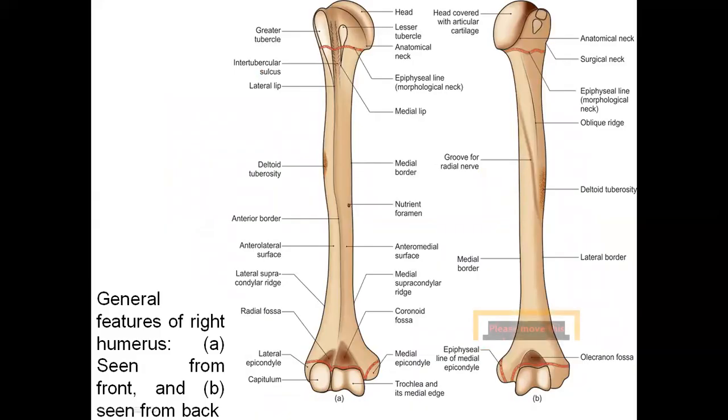Now, if you observe the bony features of this bone, I told you that in the upper end it has the head, then the anatomical neck, then the greater tubercle and lesser tubercle. Between the two tubercles, we have the intertubercular sulcus, also called the bicipital groove. And here in red color, we have shown the epiphyseal line, the line along which the bone grows as long as the epiphyseal cartilage is present. Then this whole thing is the shaft, and the shaft shows certain borders.